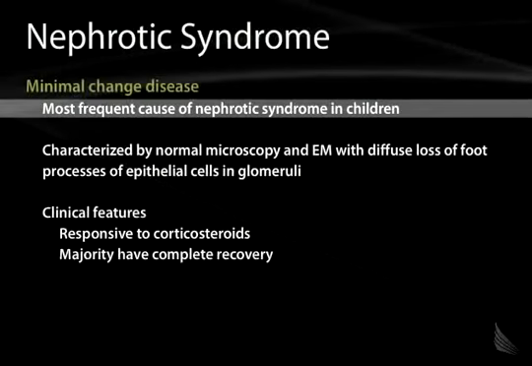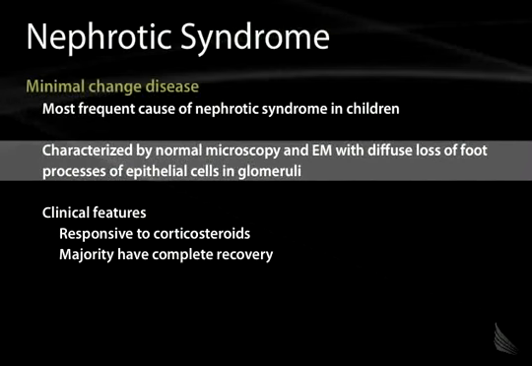Minimal change disease is frequently seen in children. In fact, it's the most frequent cause of nephrotic syndrome in the pediatric population. This is characterized by normal microscopy. That is, if you look at a normal hematoxylin and eosin stained section of a glomerulus from somebody with minimal change disease, it will look absolutely normal. And that's where the name comes from.